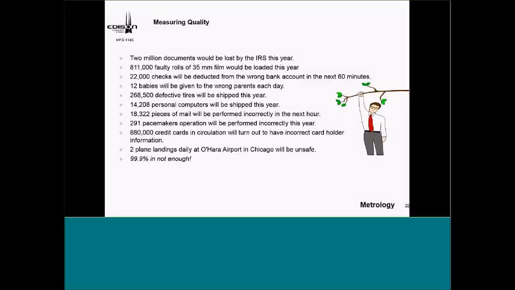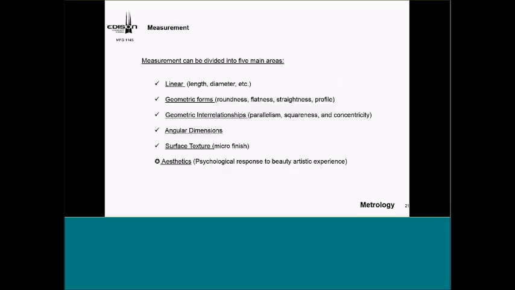And there's other statistics that you can get out there, but I can't tell you how many times I've landed in O'Hare Airport, and 2 plane landings daily is not safe. That bothers me a little bit. So we can see that quality is continuous improvement. When we talk about that, we're going to get into measurement. So what do we measure?